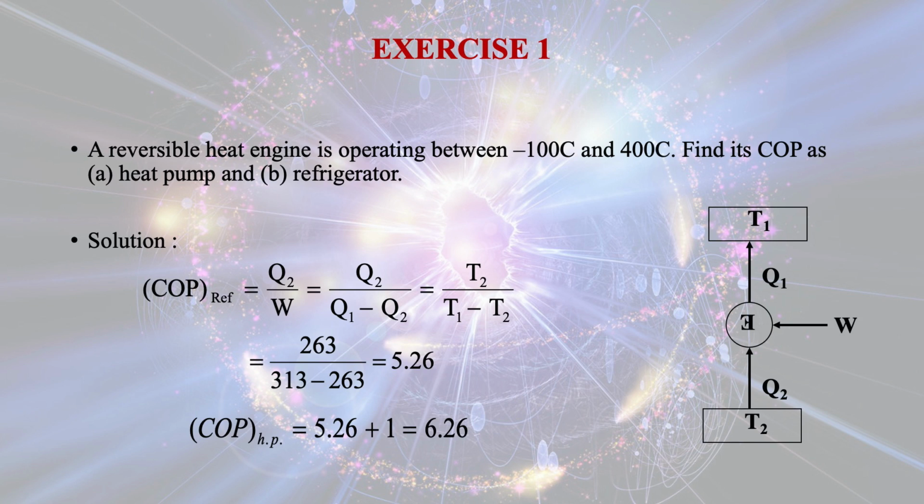So T2, minus 10 degrees centigrade, is equal to 263 Kelvin, and T1, given as 40 degrees centigrade, is equal to 313 Kelvin, and you will get the COP of refrigerator is equal to 5.26. But COP of heat pump, we know that it is 1 plus COP of refrigerator, so COP of heat pump is equal to 6.26.